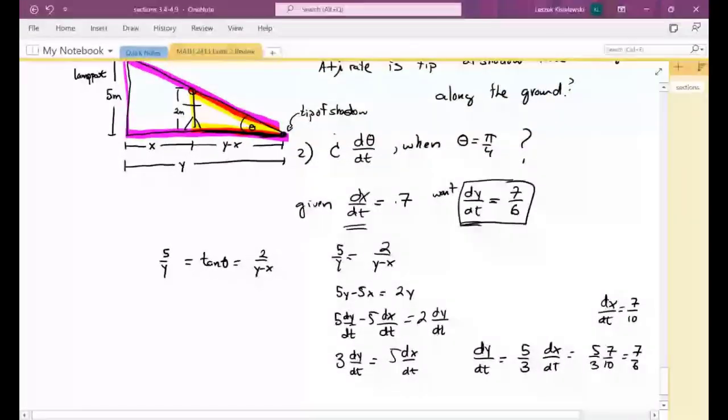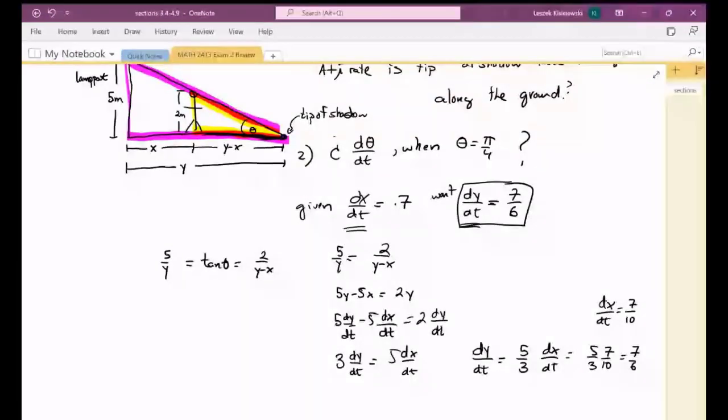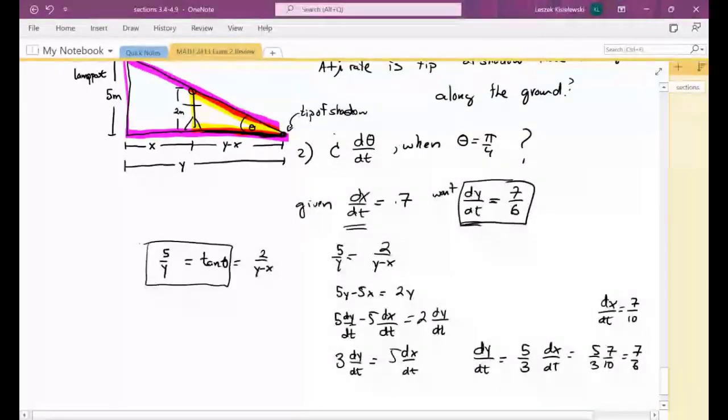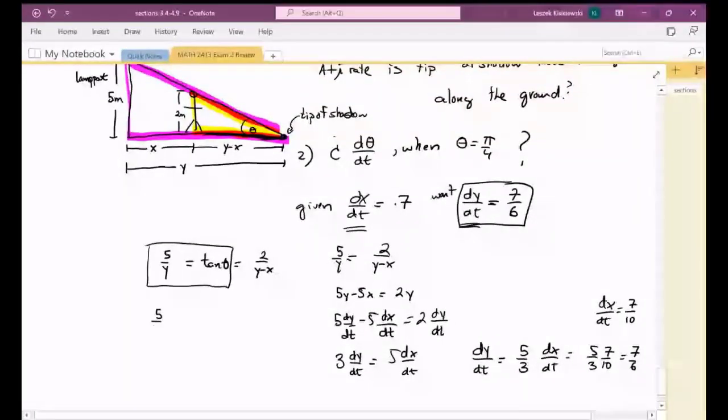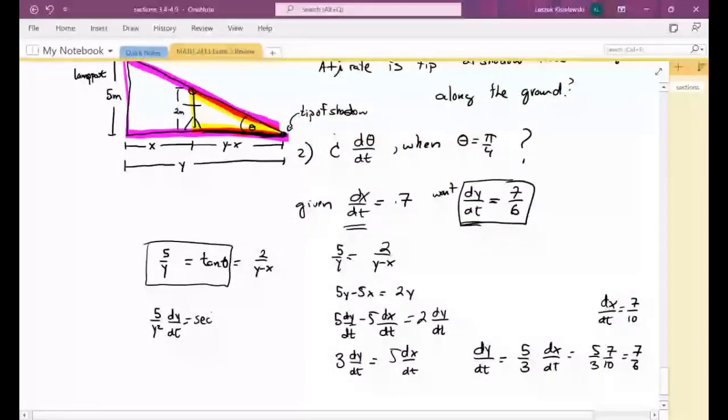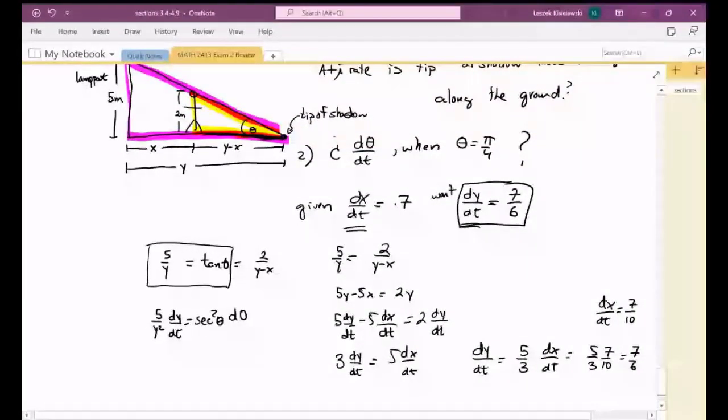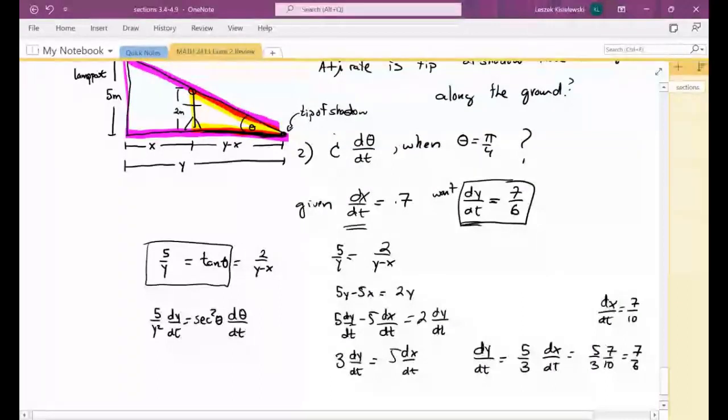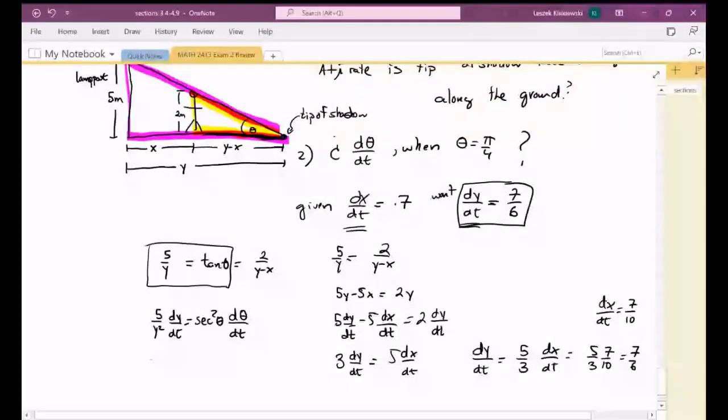And if you wanted the rate of change in theta, you already have a good equation here. The only tricky part is that you would have to find y prime, right? Yeah. But you would differentiate both sides with respect to time. So it's very similar to the previous problem with the airplane. And then if theta is pi over 4, you can figure out y, obviously.